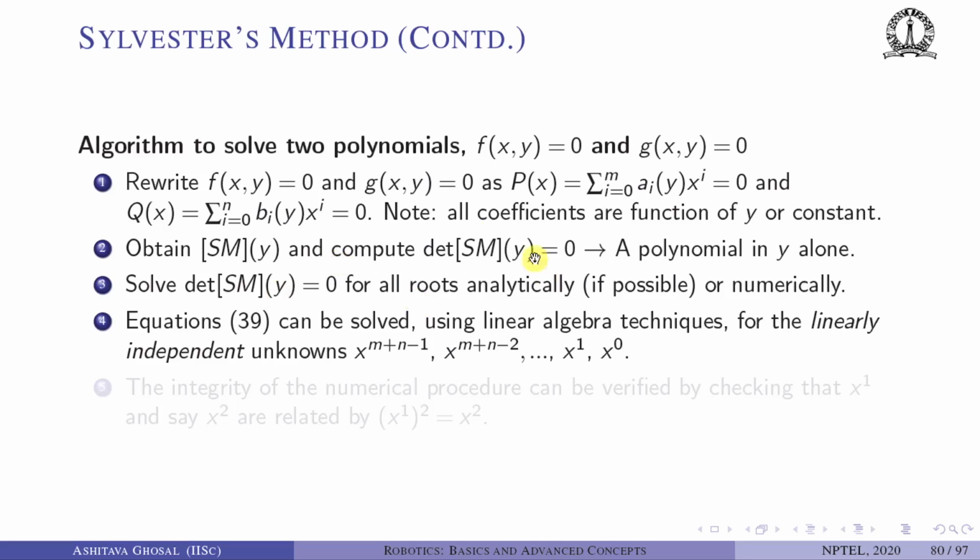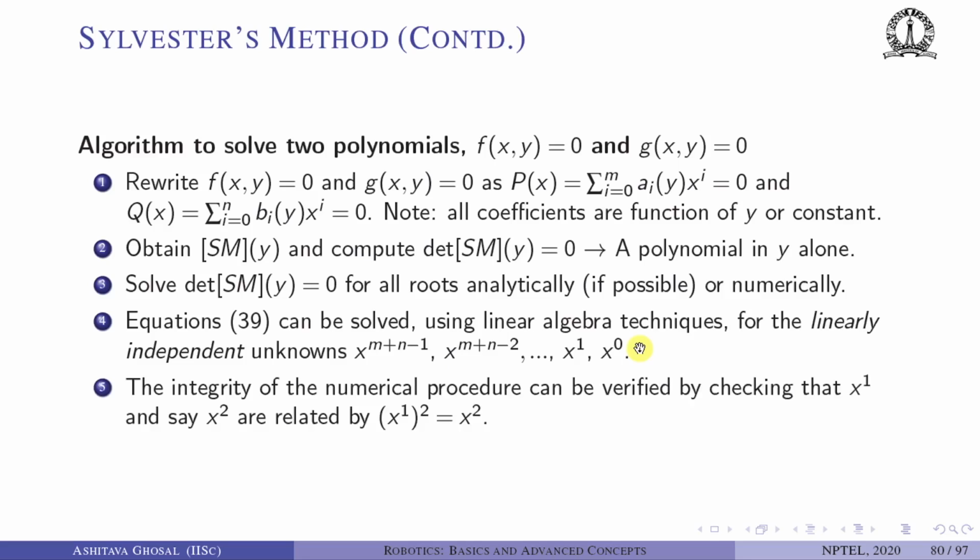And once we have possible solutions for y, then this equation 39 can be solved using standard linear algebra techniques, basically row reduction, for the linearly independent unknowns x to the power m plus n minus 1 all the way to x to the power 0. And the integrity of the numerical procedure can be verified by checking that x to the power 1 and, say, x to the power 2 are related in this form. x to the power 1 squared is nothing but x to the power 2.